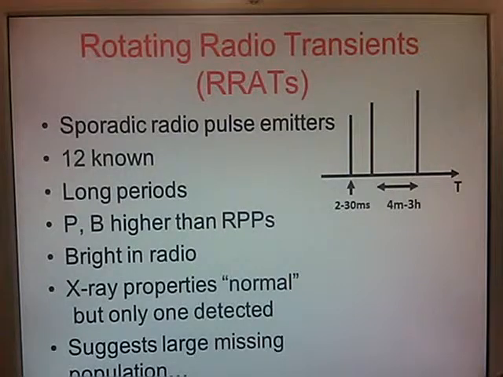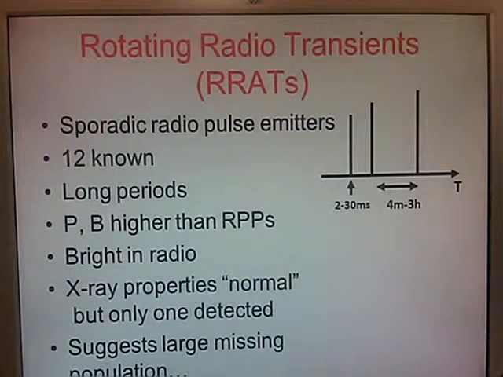So what's going on? Well, we've got 12 of them that have these bizarre behaviors, not nice and periodic, not every interval. And they can even switch off for any time between minutes to even hours. They have, as the most frequent period of pulsation, something like 2 to 30 milliseconds, so they have longer periods than what we're considering for most pulsars. The period and magnetic field are higher than the rotationally powered. They're bright in the radio.